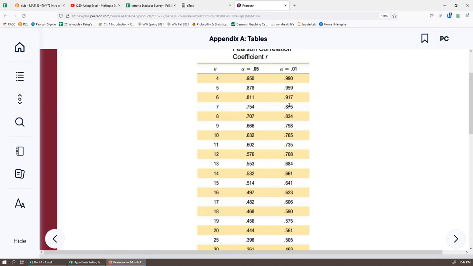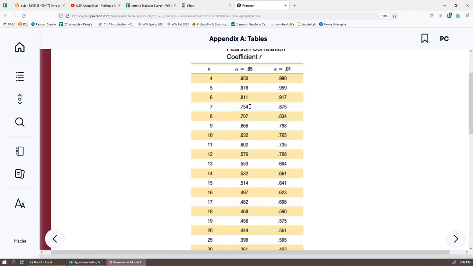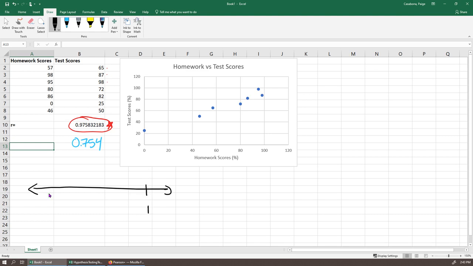And then depending upon the significance level we want to use, we can have an alpha value of 0.05 or 0.01 for the table. In most cases, you're going to be using the 0.05 unless the problem says otherwise. So I would take this 0.754 as my critical value. And what that means is you can imagine drawing a number line where we've got a perfect correlation at 1 or negative 1, and then at 0 that would be no correlation whatsoever.